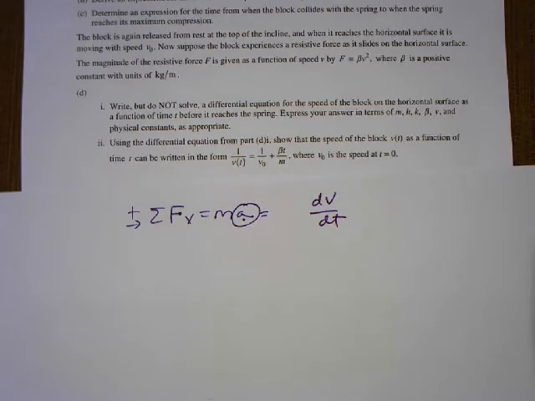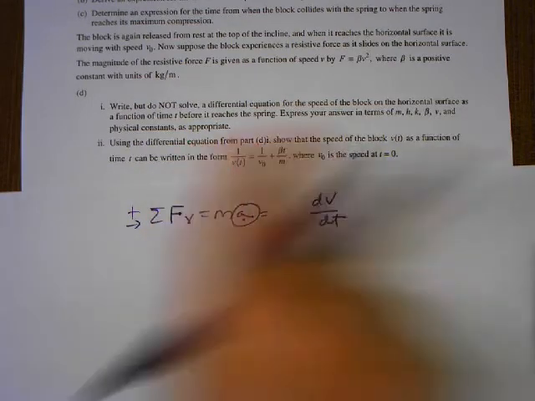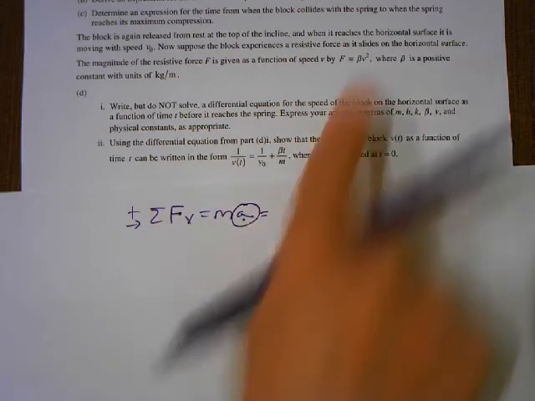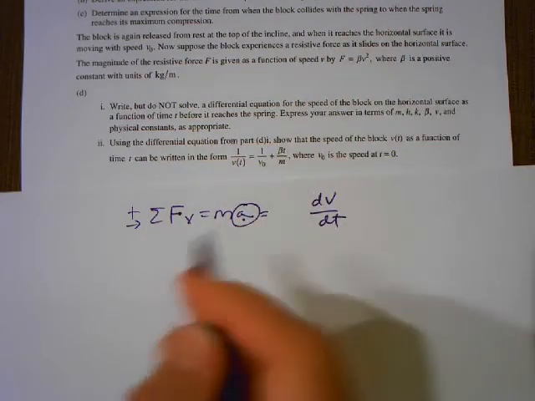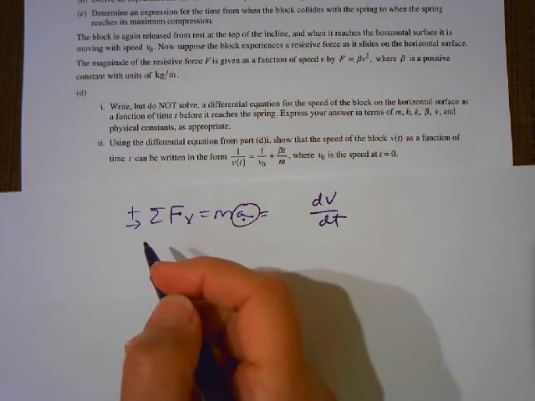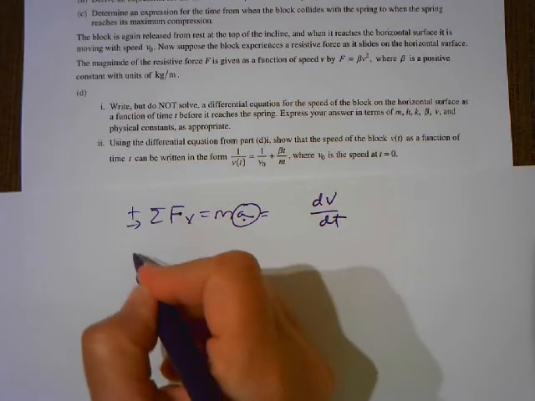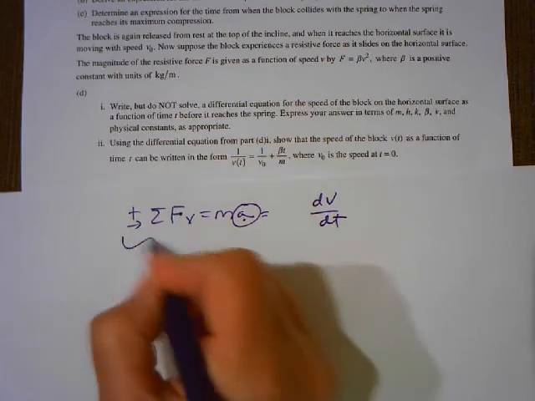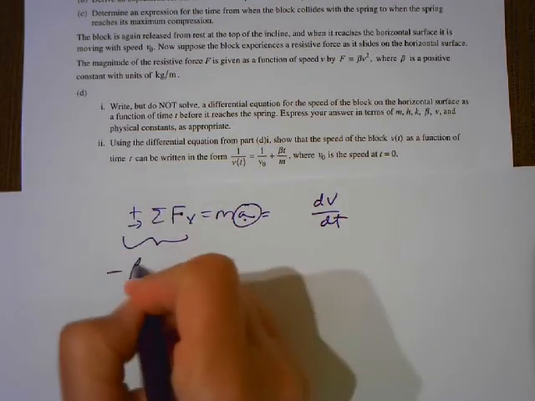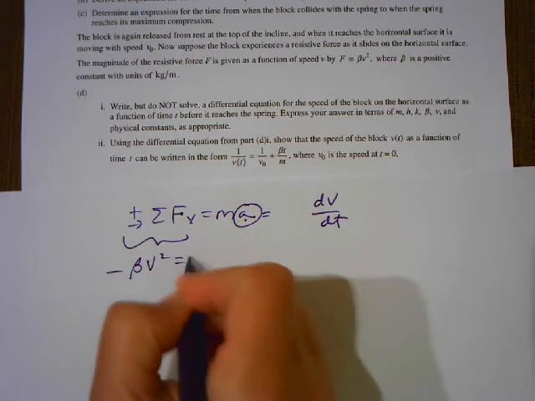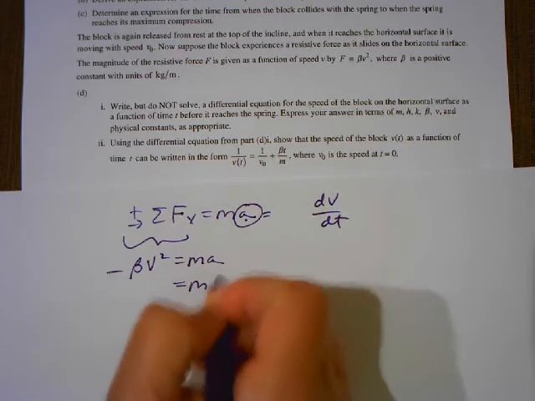So then I go back and they tell me here what the force is. So the force was beta v squared. And because it's frictional, it's going in the opposite direction. If I pull to the right positive, friction goes in the opposite direction. We have minus beta v squared is equal to ma, which is m dv over dt.